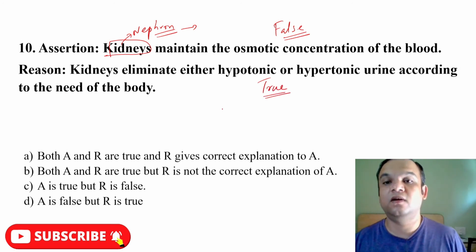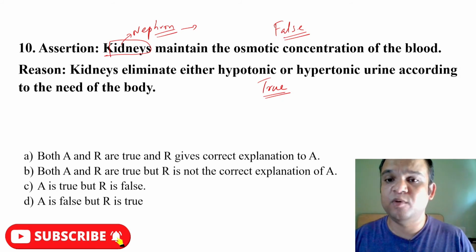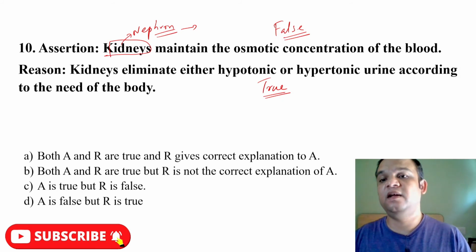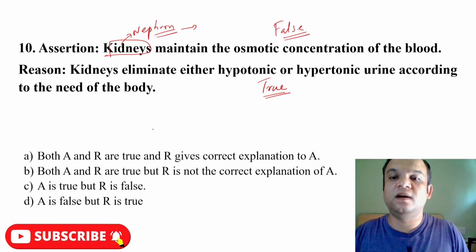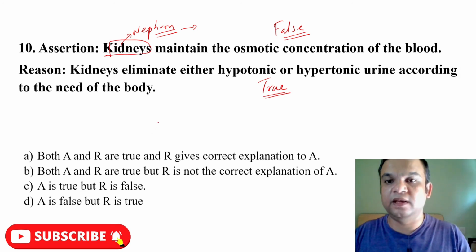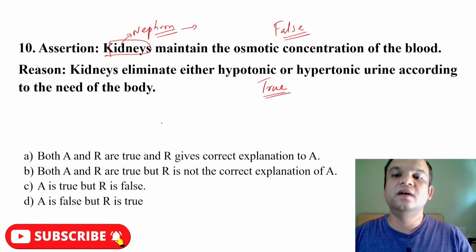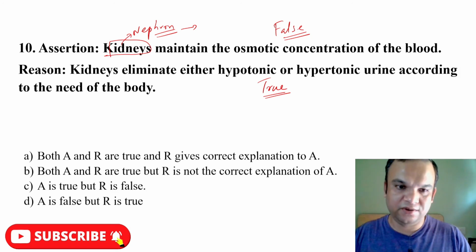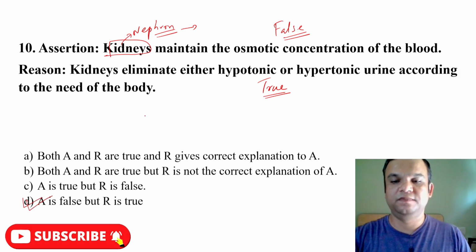If your body is containing a lot of water, then the urine will be hypotonic. If your body is containing less amount of water, or you are under a stress of water, then the urine concentration will be more, that is hypertonic urine. So the correct answer will be option D for this particular question.